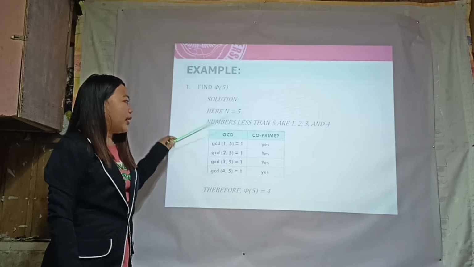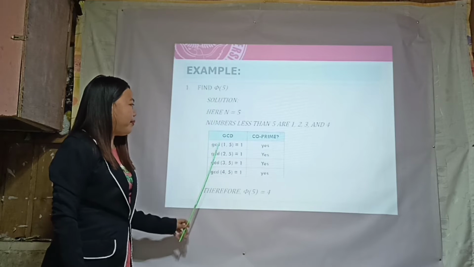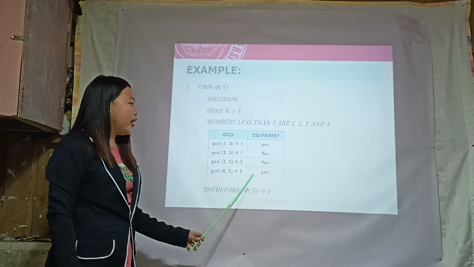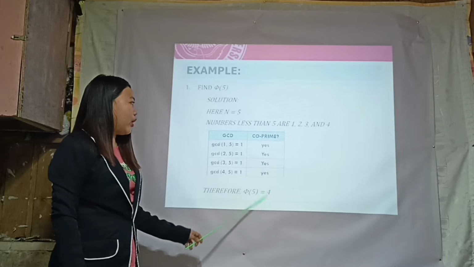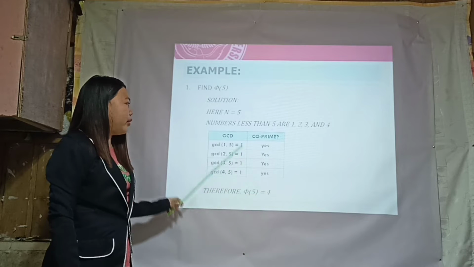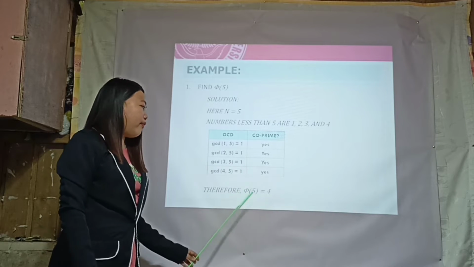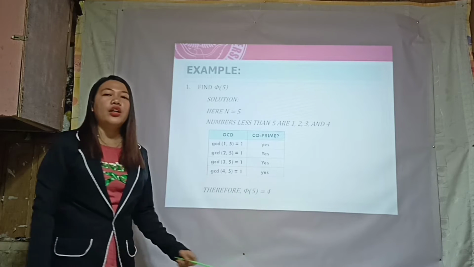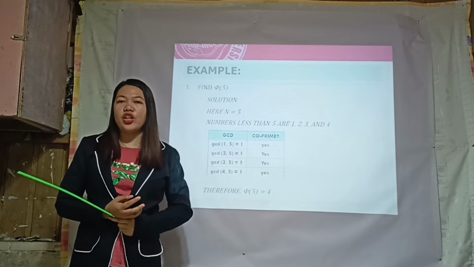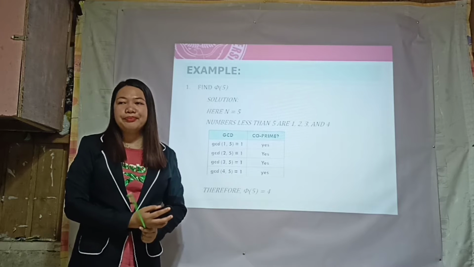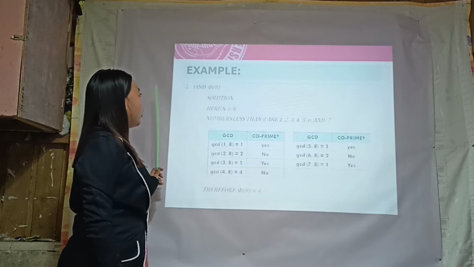So if you count them, phi of 5 has 4 co-primes. Therefore, phi of 5 is equal to 4, because there are 4 numbers co-prime to 5. So, are there any questions or clarifications? Okay, if none, let's proceed to another example.